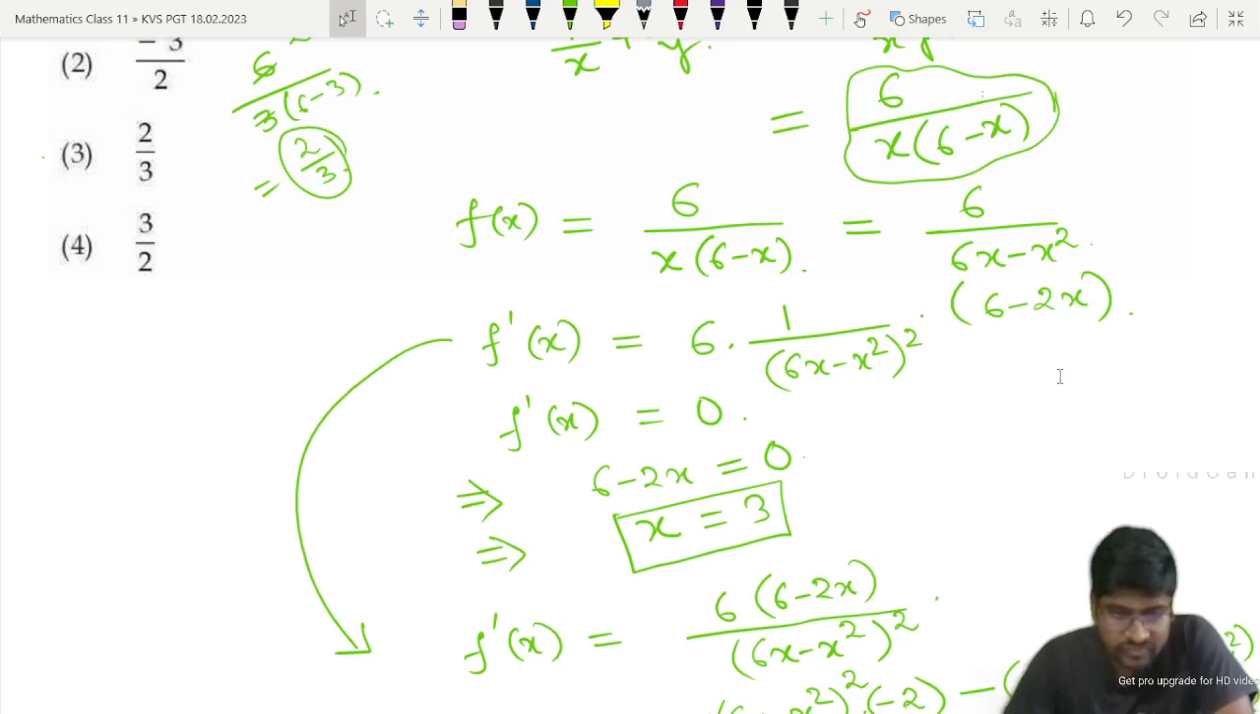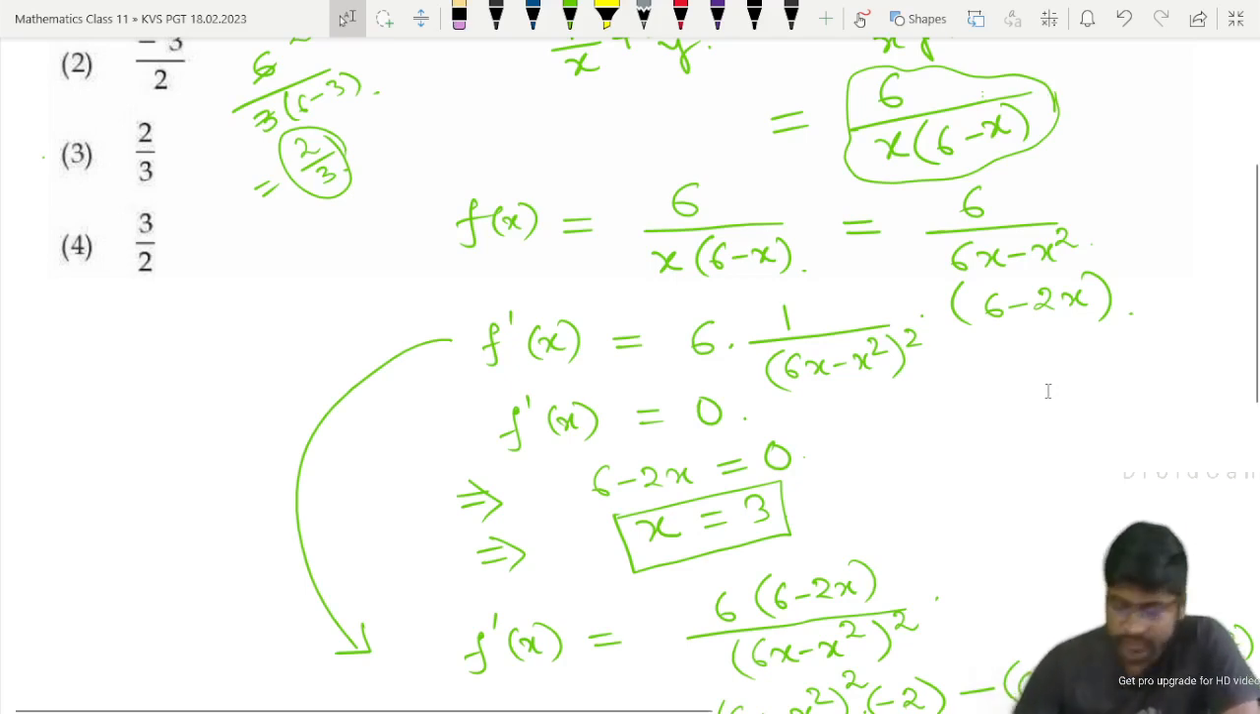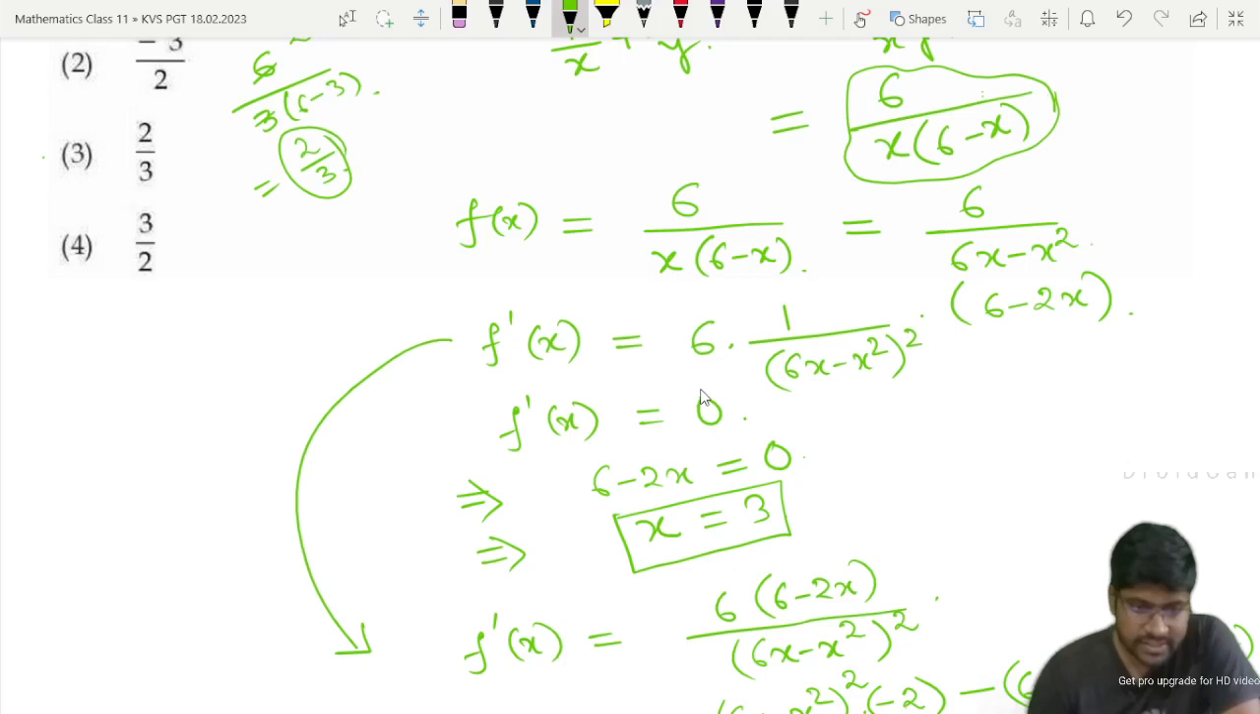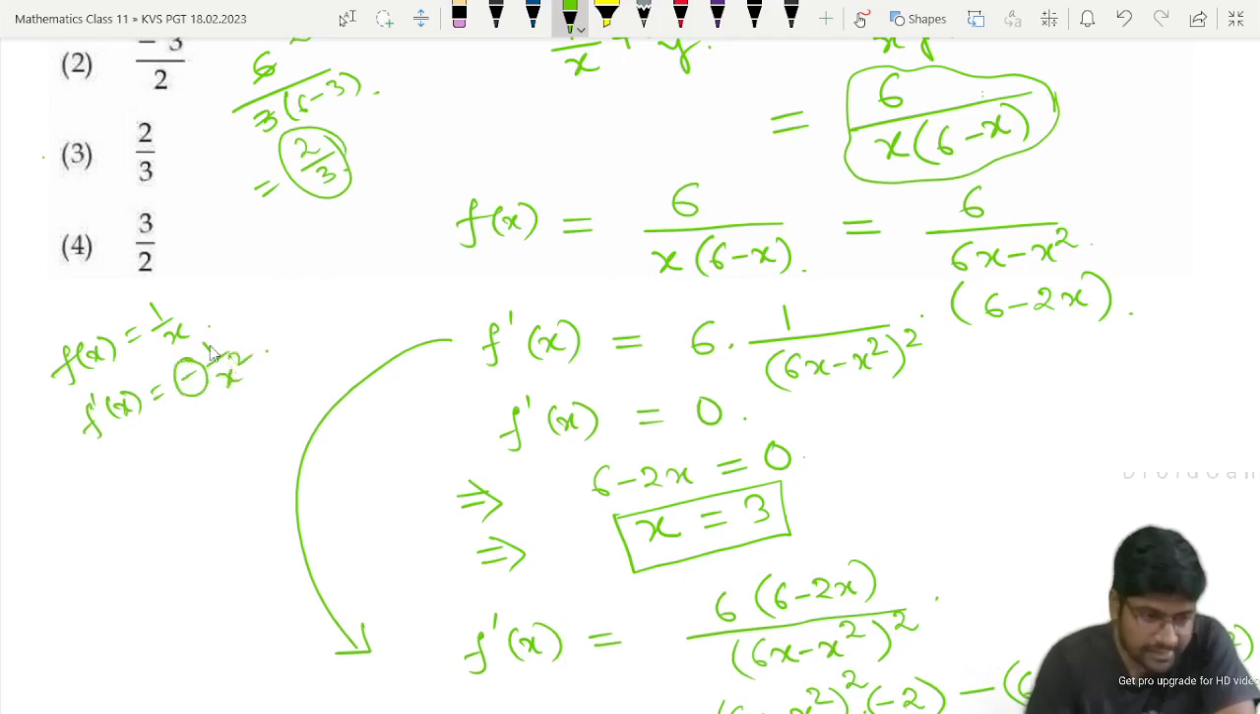Okay, one negative sign will be there. Have you got the mistake? Where did I make the mistake? Anyone? Have you got? F dash x. See, if f of x is equal to 1 by x, then what will be f dash x? Can you remember? Minus 1 by x square. One minus will come, is it not? Minus 1 by x square.